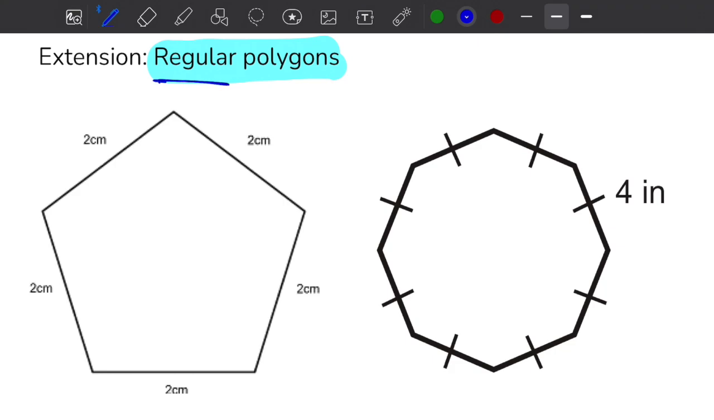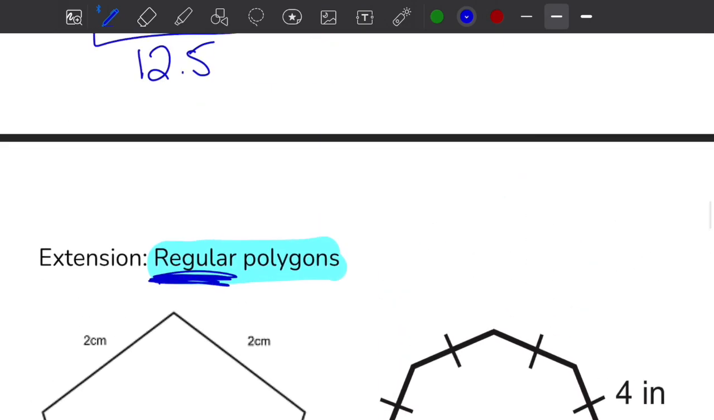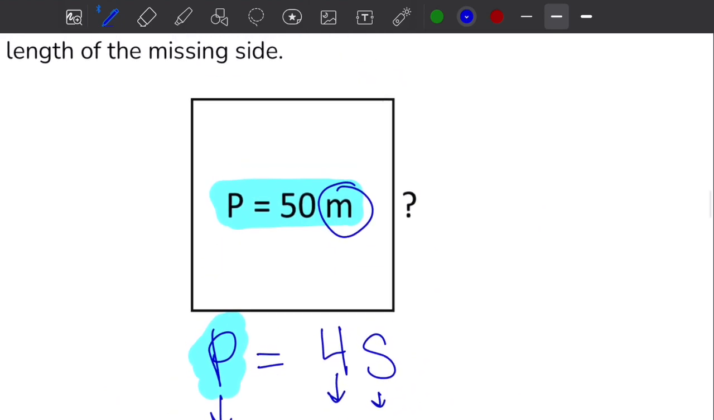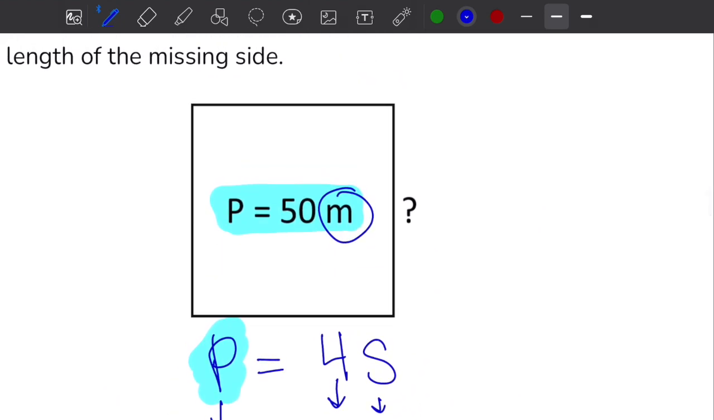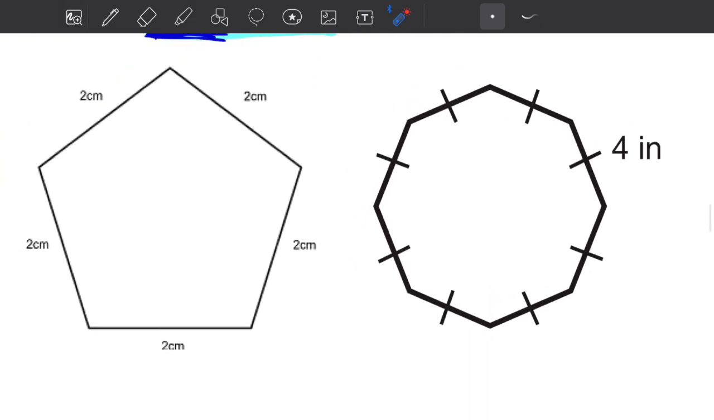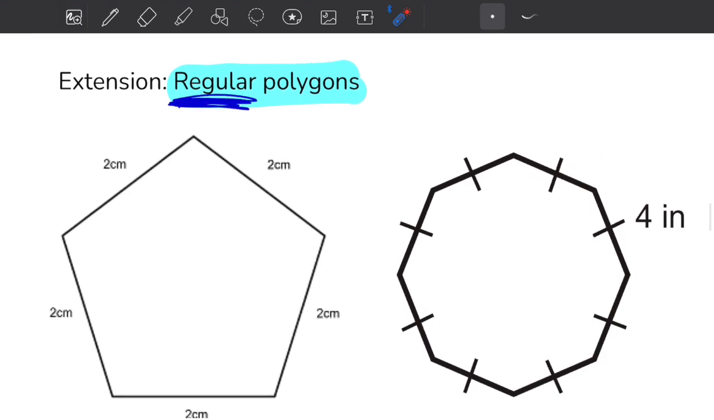The term regular just means that all the sides are equal to each other and all the angles are equal to each other. So a square is an example of a regular polygon because it is a closed shape made up of 3 or more sides, and all the sides are equal. Okay, so how do we calculate the perimeter of a regular pentagon? A pentagon is this shape right here. It's made up of 5 sides.